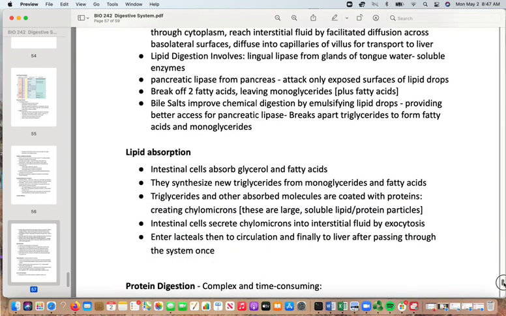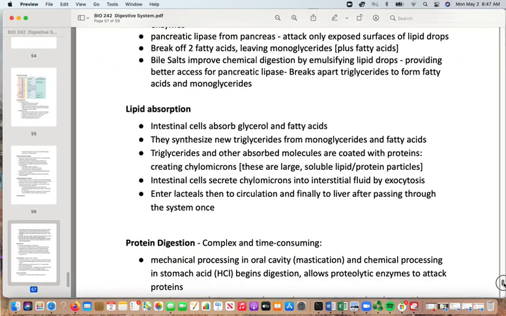Lipid absorption. Your intestinal cells will absorb the glycerol and fatty acids. They can make new triglycerides and monoglycerides and fatty acids. The triglycerides and other absorbed molecules get coated with proteins to make your chylomicrons.